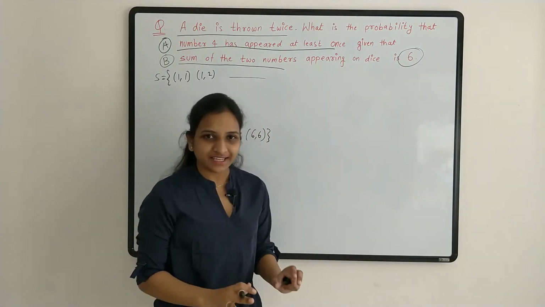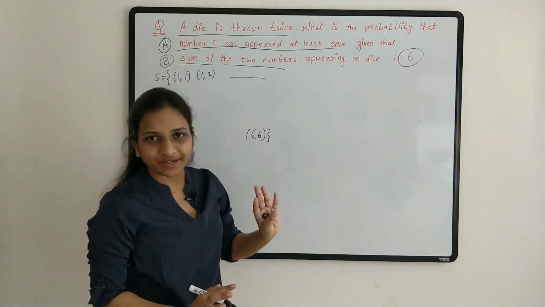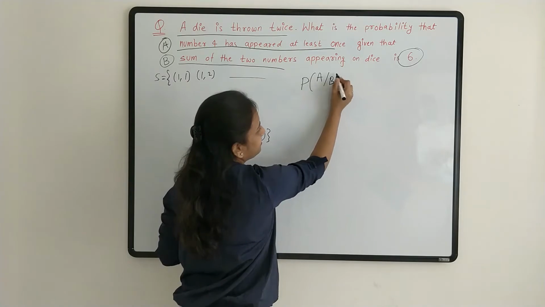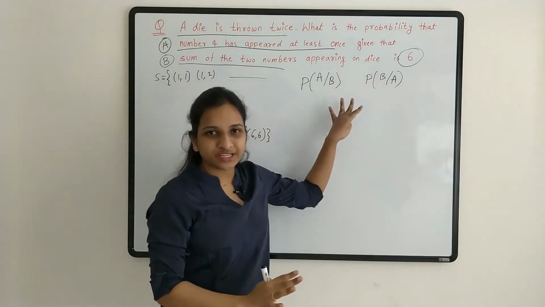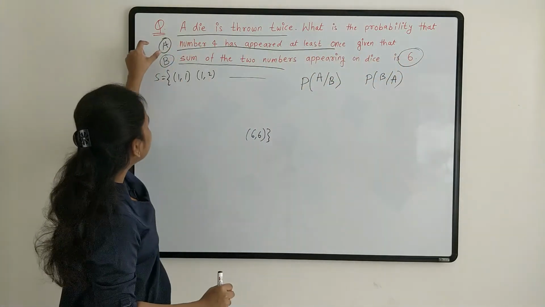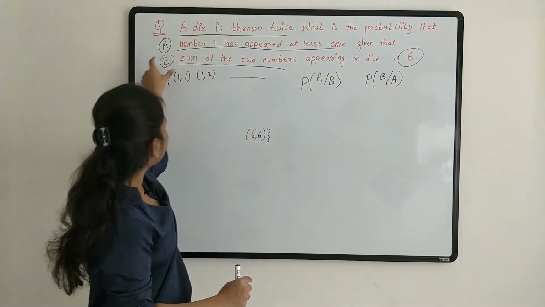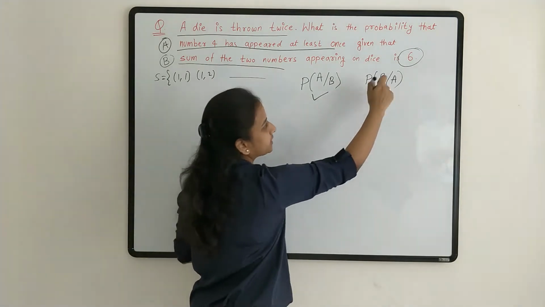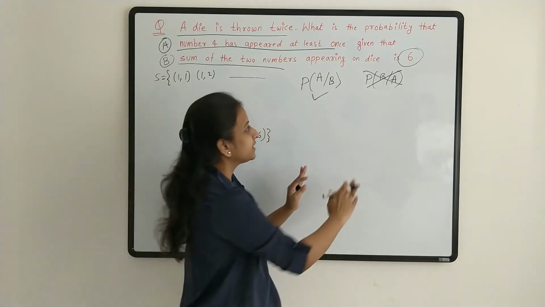Now what is asked in the question? The probability of this event given that this event has happened. What is asked: probability of A given B, or probability of B given A? Don't get confused in this. What is the probability that event A occurs given that event B has happened? We are finding this, not this.